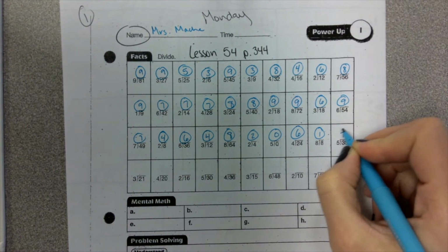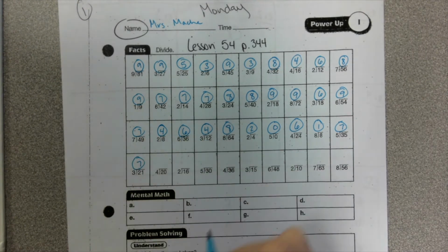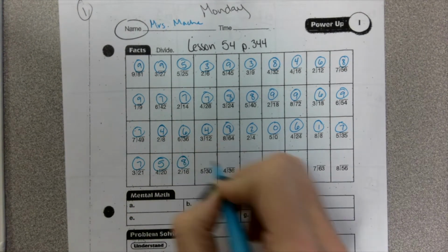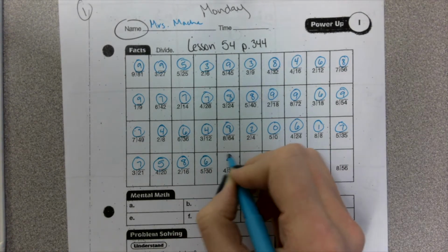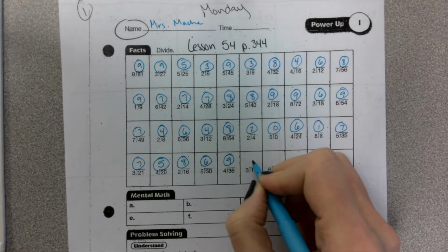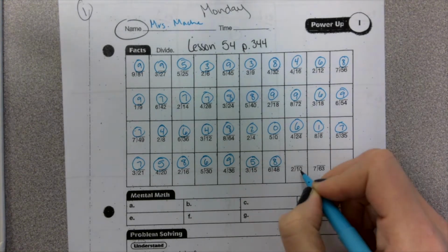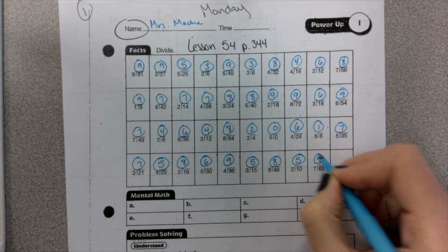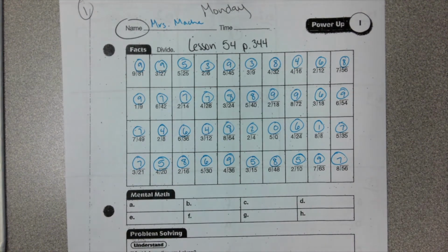35 divided by 5 is 7. 21 divided by 3 is 7. 20 divided by 4 is 5. 16 divided by 2 is 8. 30 divided by 5 is 6. 36 divided by 4 is 9. 15 divided by 3 is 5. 48 divided by 6 is 8. 10 divided by 2 is 5. 63 divided by 7 is 9. 56 divided by 8 is 7.